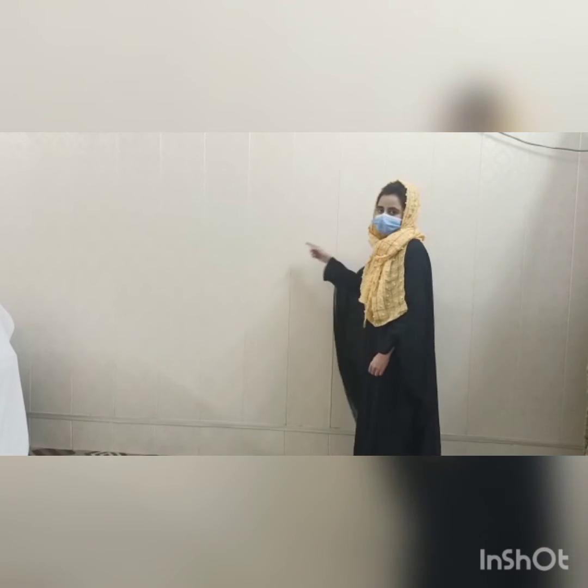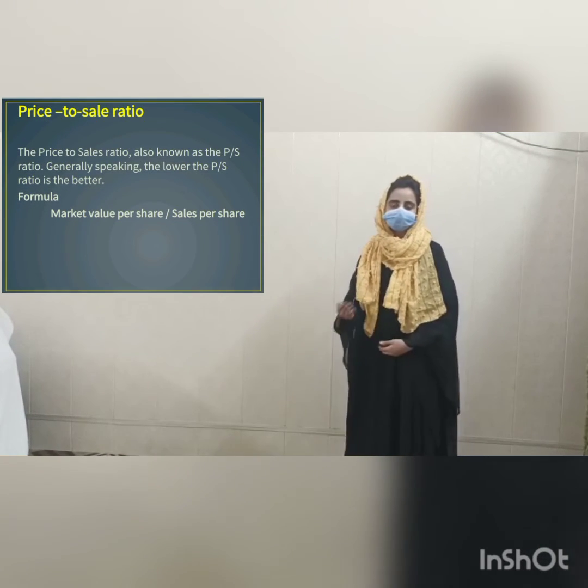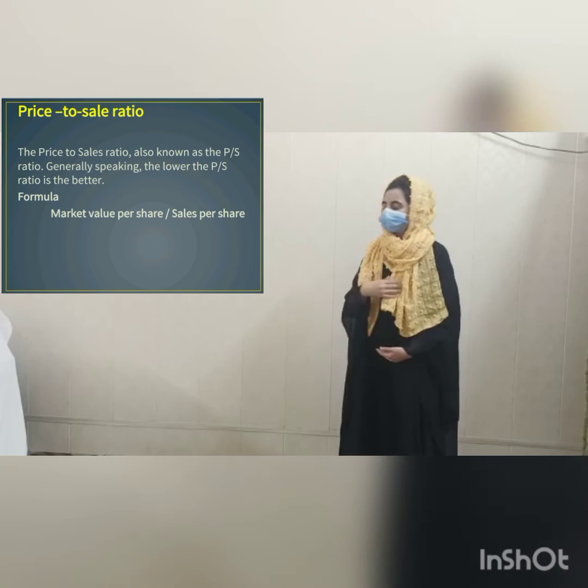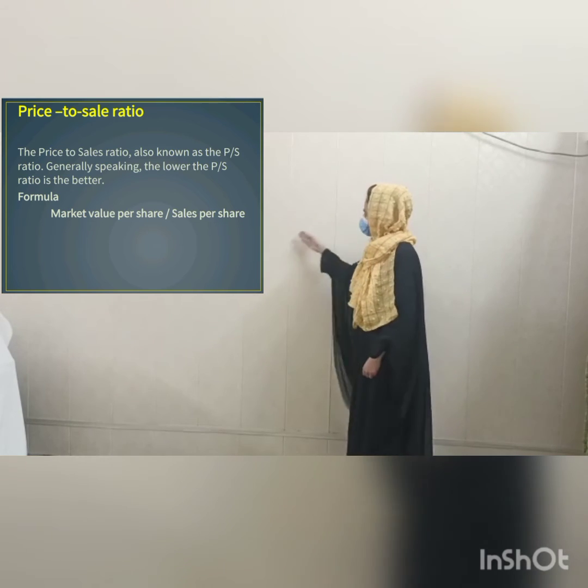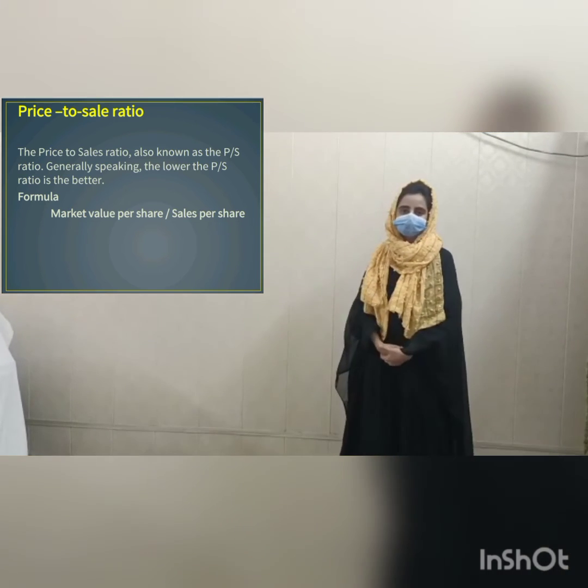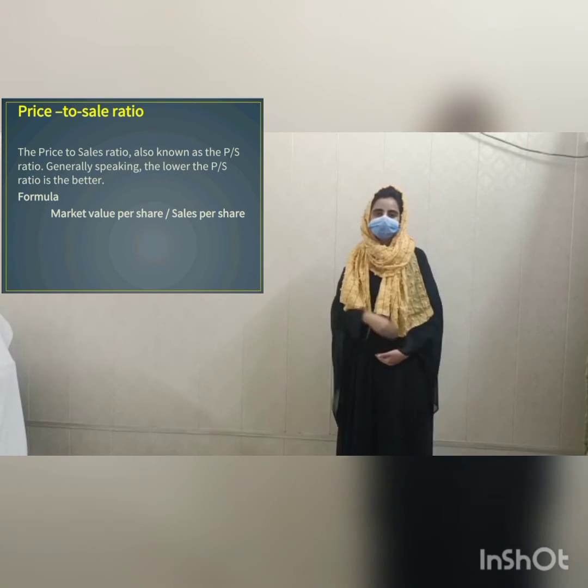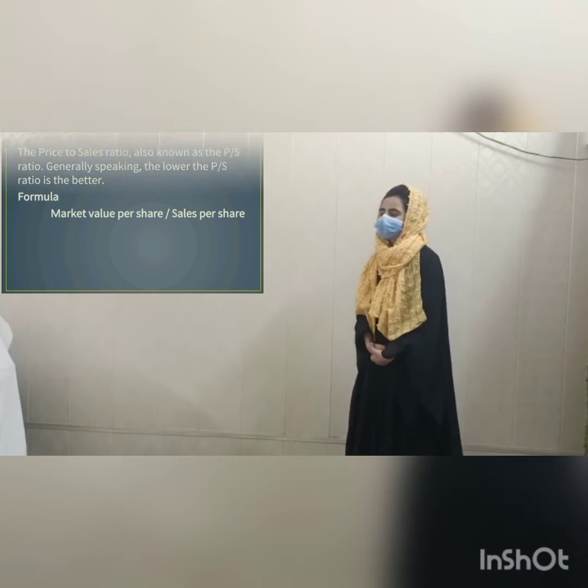The price to sales ratio is also known as the PS ratio. The PS ratio is the better. Now I want to tell you about the formula for the price to sales ratio: market value per share divided by sales per share. And now I want to explain the advantages of the price to sales ratio.